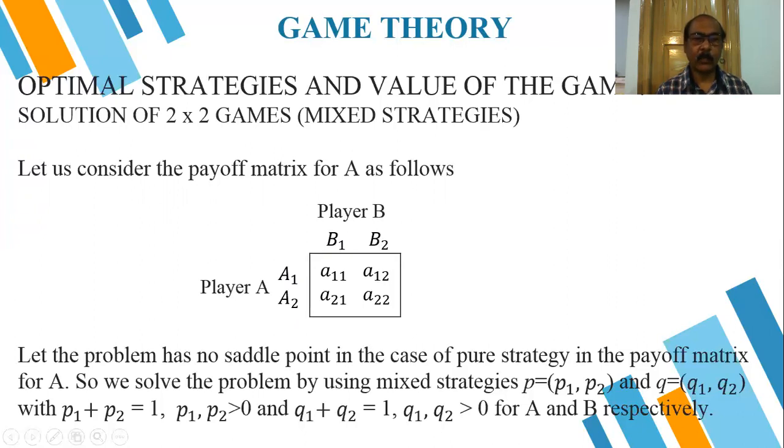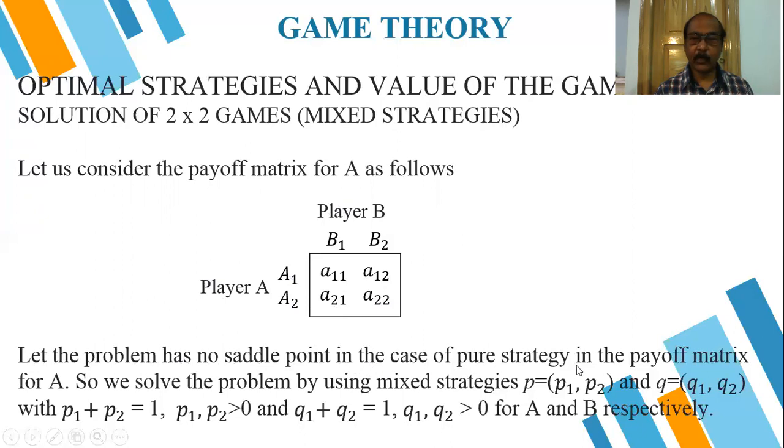If they are selecting one, it will be the pure strategy problem. But here it is the mixed strategy one. Let us consider the payoff matrix for A. This is player A, with strategies A1, A2. For player B, the strategies are B1, B2. And this is our payoff matrix: A11, A12, A21, A22. So let the problem have no saddle point.